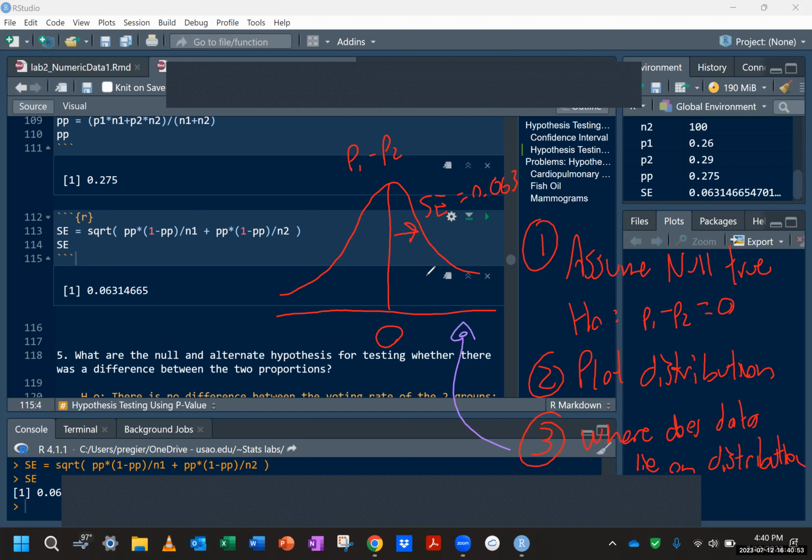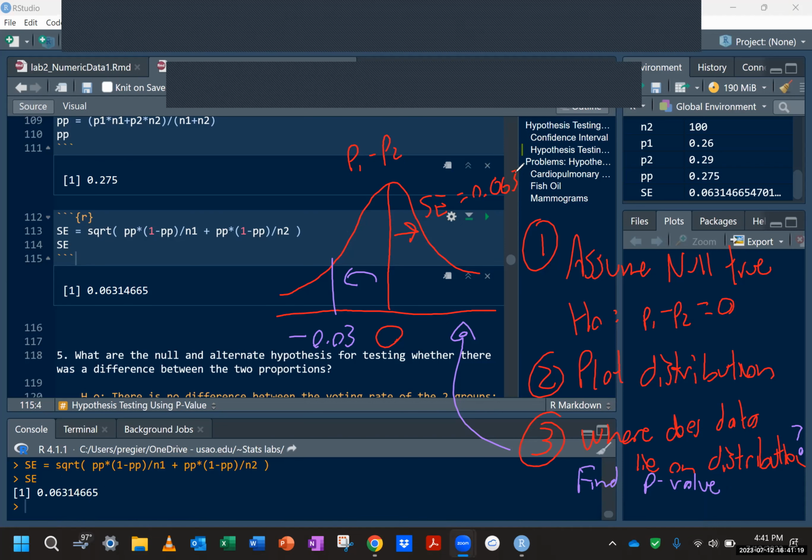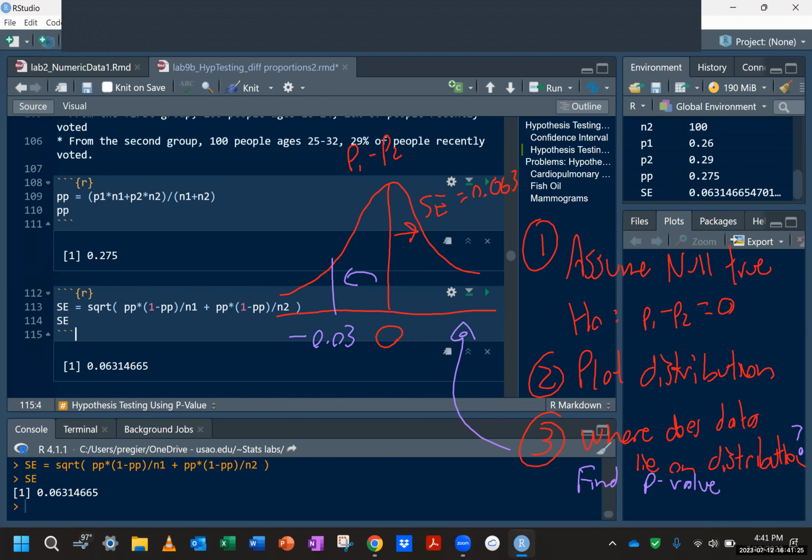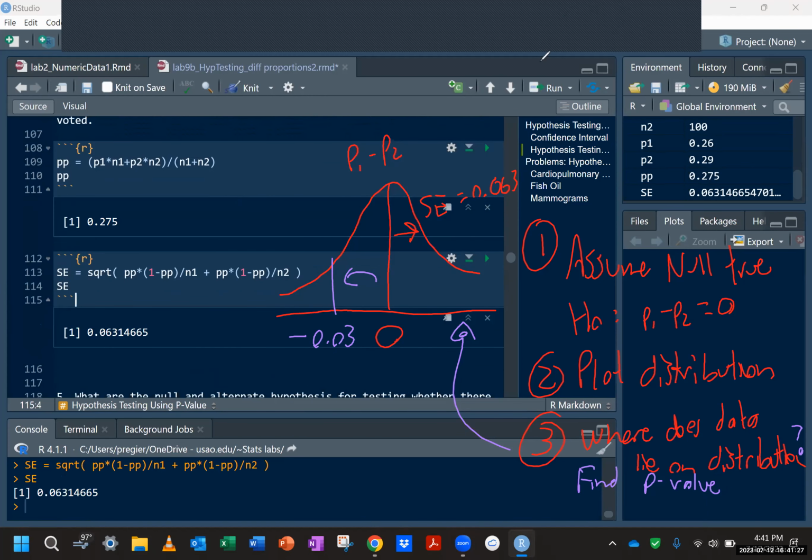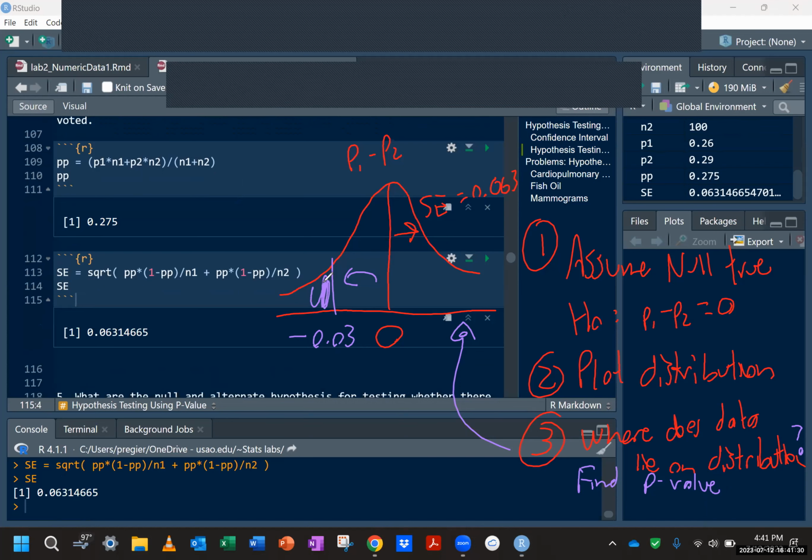So we observed, what was it, a negative 3% difference? So that would be to the left of the mean. And so where does the data lie on the distribution? Use that to find the p-value. Okay, so finding the p-value is the chance of observing something more extreme than what we observed from our data. So something more extreme would be away from the mean. Oops, I lost my annotations. So it would be like this side.